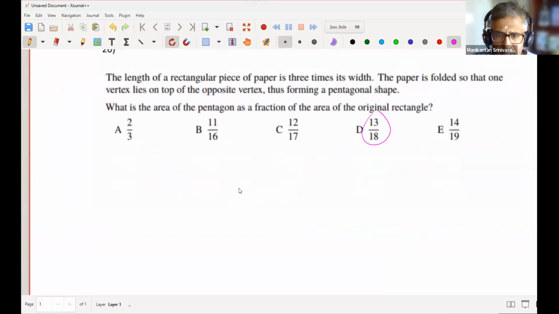Okay. All right, so let's draw a picture. Length of a rectangle is 3 times its width. So let's draw a rectangle which is 3 times its width, in a different color here. So this is, let's say, one part, 2 parts, and 3 parts. Okay, and then similarly here.